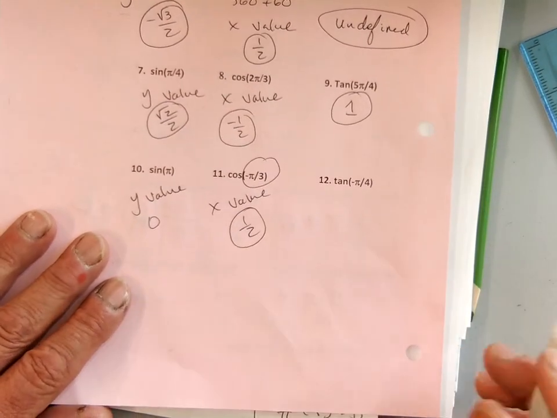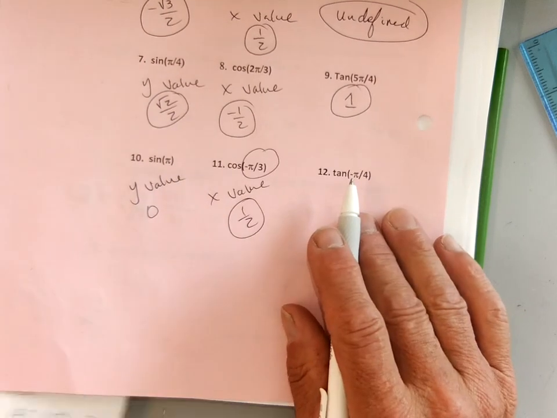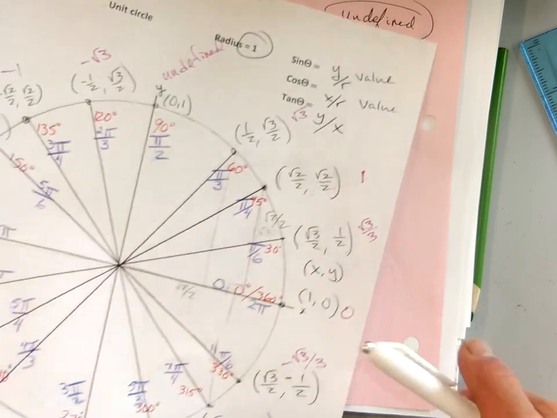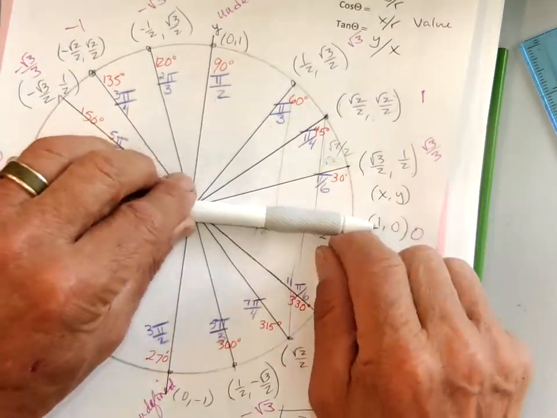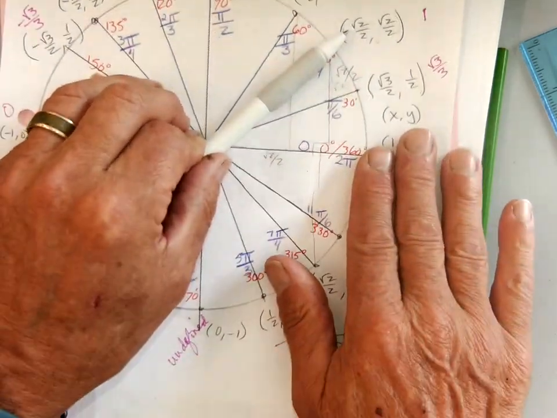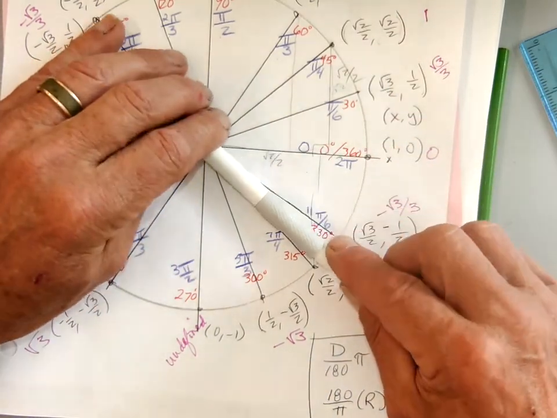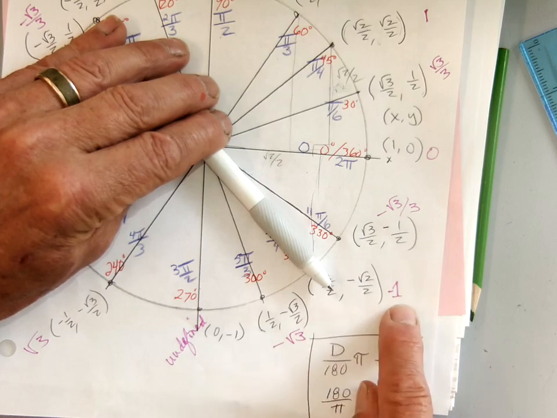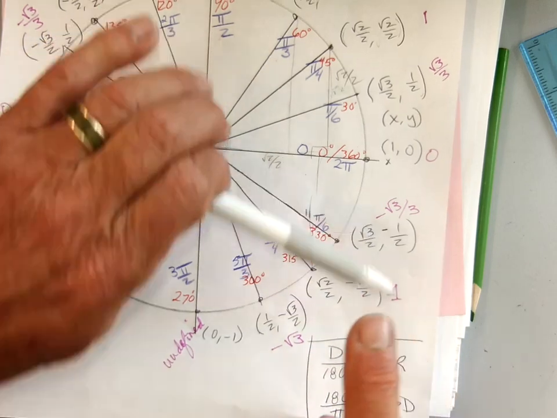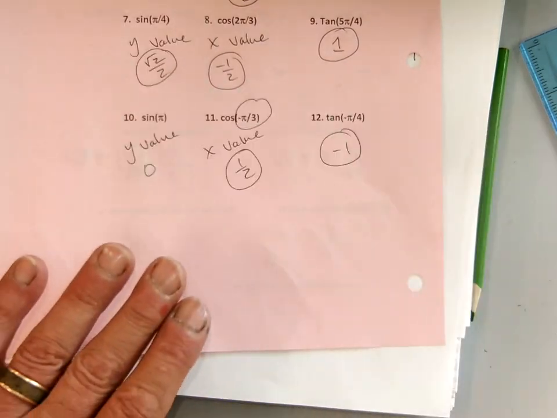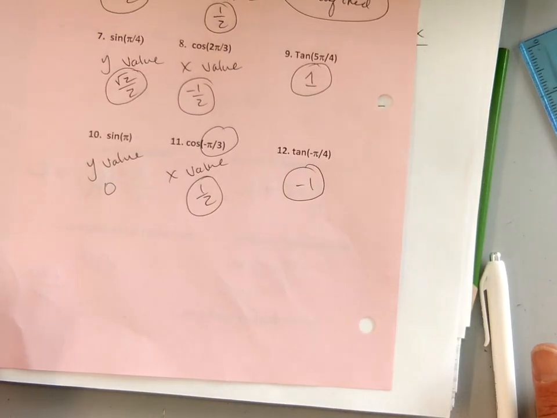Last one, tangent. Negative pi fourths. Now, the tangents are on the outside of my circle. If pi fourths is a rotation here to pi fourths, then a negative pi fourths would rotate the same amount but backwards to right there. Tangent value is on the outside. It's negative 1. All right, what do you think? Okay, and I'm going to work with you. Okay, it's really pretty easy.